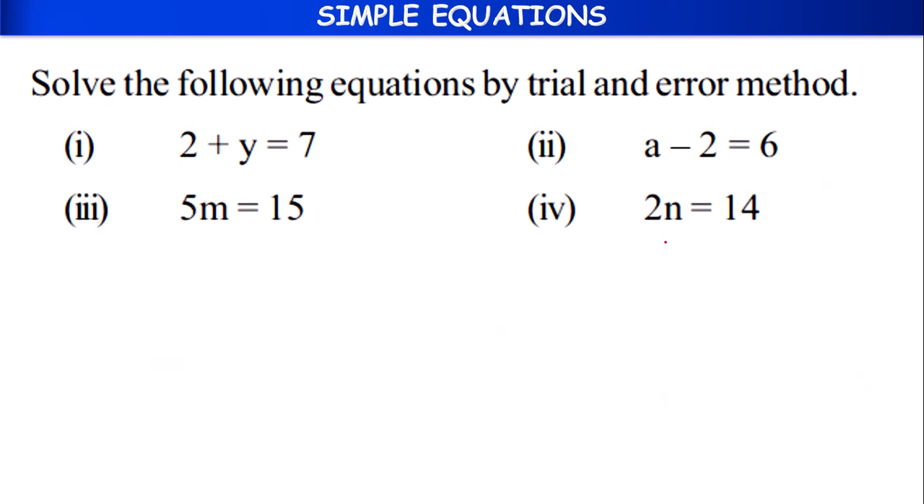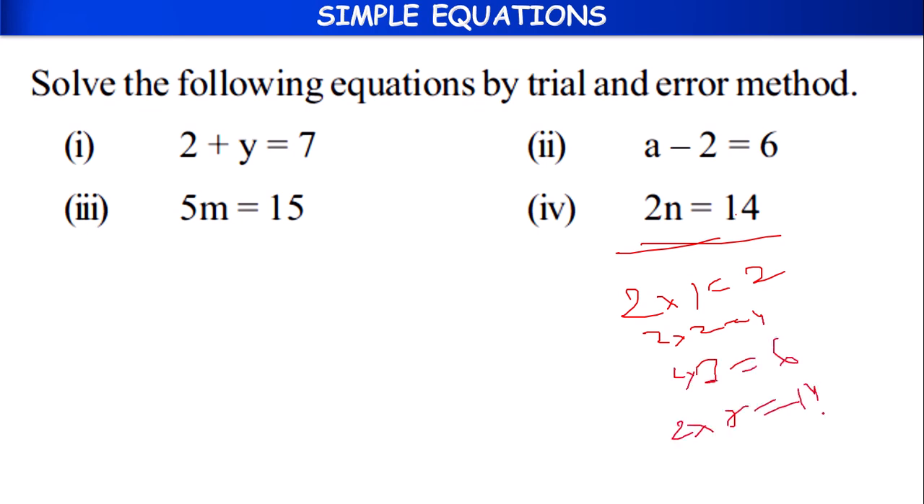Next, in the same way, 2n equal to 14. Let's start with 1. 2 into 1, 2. Wrong. 2 into 2, 4. Wrong. 2 into 3, 6. Wrong. Like that, 2 into 7, 14. Right. So, for the fourth question, n equal to 7 is the solution.